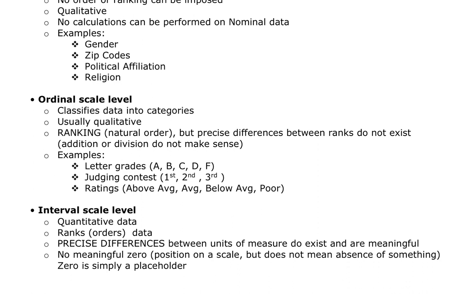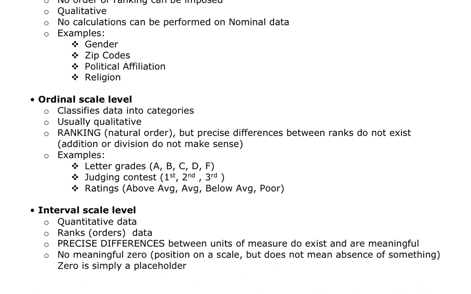If you're on a 4.0 scale, it would not be an ordinal scale. But the letter grades from A to F have ranking to them, but you can't do addition or subtraction or even division on this. Other examples are the judging of a contest between first, second, and third place, or ratings like above average, below average, exceeds, poor. So that's the ordinal scale.